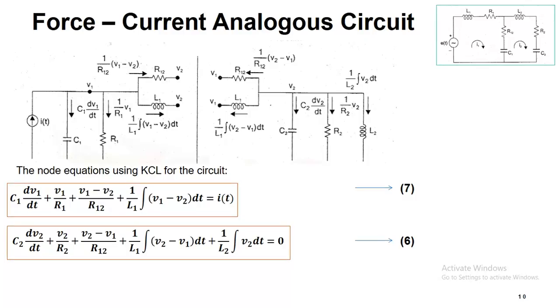In the first node, we have the incoming current as i of t. Whereas in the second node V2, there is no separate incoming current, so it is 0. All the outgoing currents are added. These are equations 7 and 8.